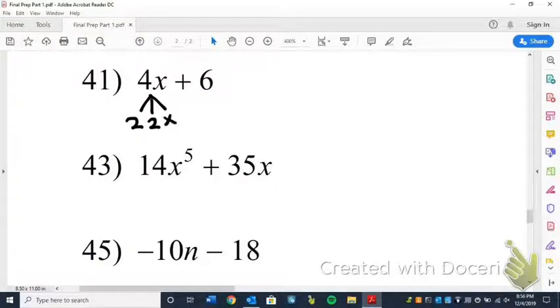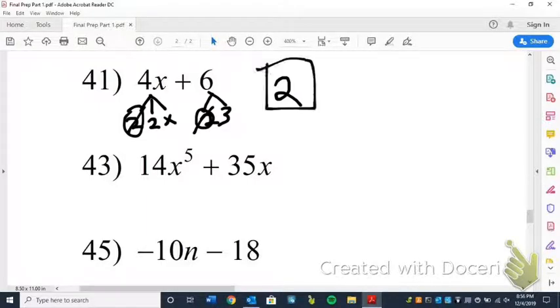So we have 2 times 2 times x plus 2 times 3. Now we're asked to find the greatest common factor here. So it's not enough just to sit there and find the prime factorization. We're now going to see what they have in common. So we look at both of those sets and we go, oh, they have a 2 in common. And that's it. So our greatest common factor is 2. So let's look at 43, because 43 is a little bit more complicated.